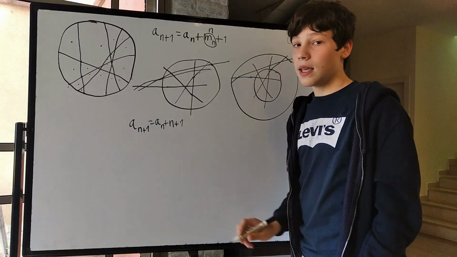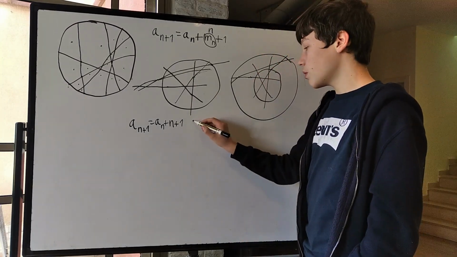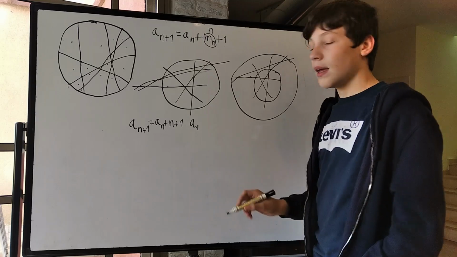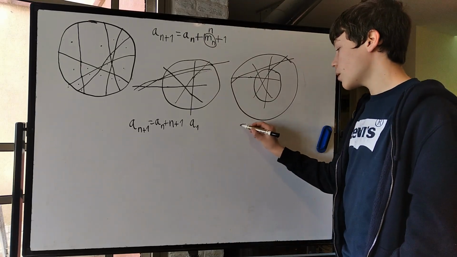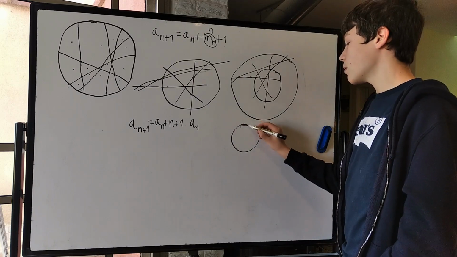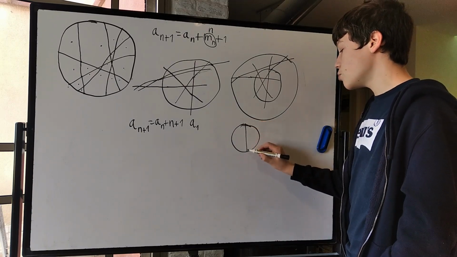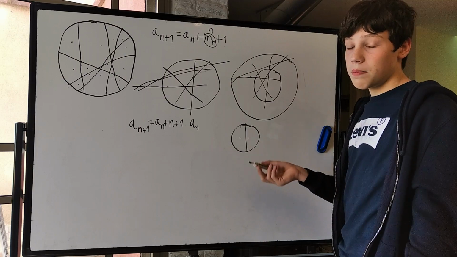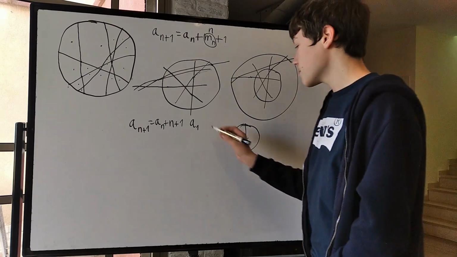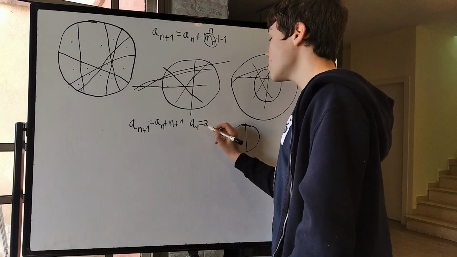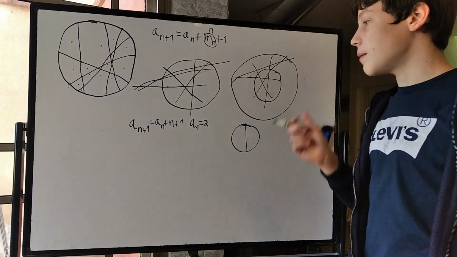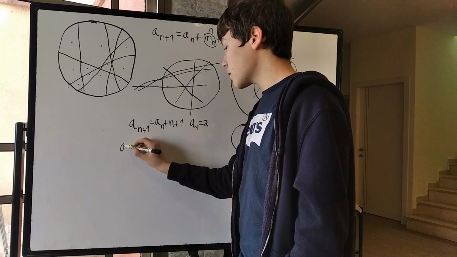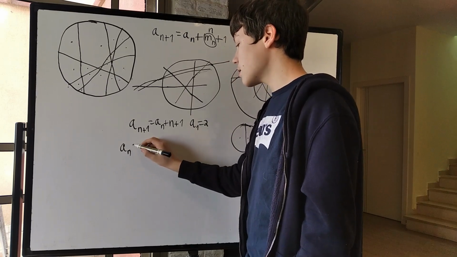We want to find a(n). Well, first we also need an initial condition, which is a1. What's a1? Well, if you have a circle and if you have a pizza and you do one cut, the best you can do is 2 regions. So a1 is equal to 2. So now let's just find a(n). So I'm going to write a(n) like this.